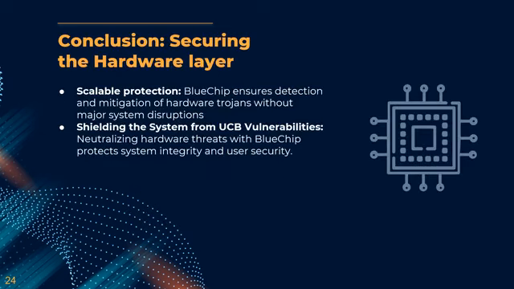In conclusion here, protecting the hardware layer is critical because it forms the foundation of everything in computing. With Blue Chip, we have a scalable solution to shield the system from Trojan attacks while maintaining performance integrity, allowing us to stay ahead of attackers and build much more resilient systems.